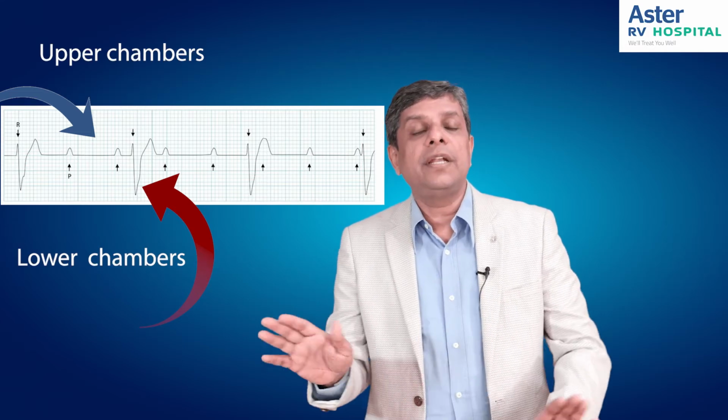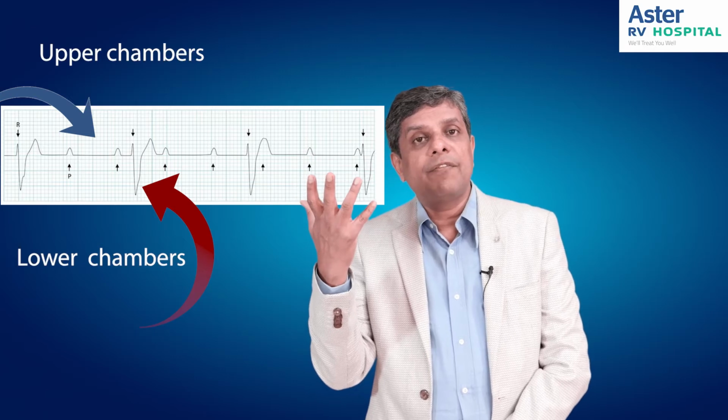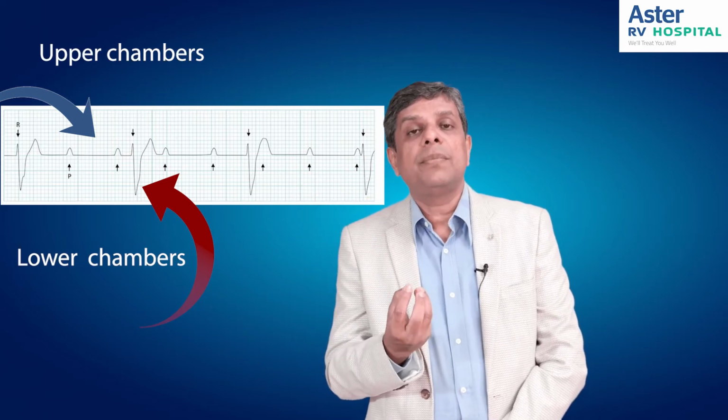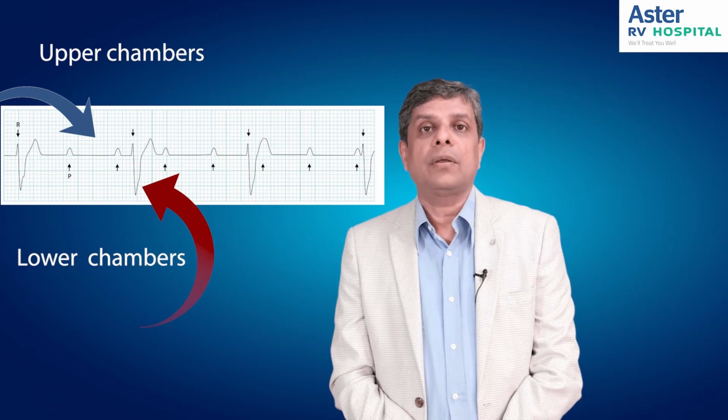Sometimes when there is a total disconnect between the upper and lower chambers, the upper chamber beats independently at a faster rate, and the lower chamber becomes very slow, and that kind of condition is called a complete heart block. So if impulse transmission is impaired, this is called heart block, and that's another condition where we put in a pacemaker.